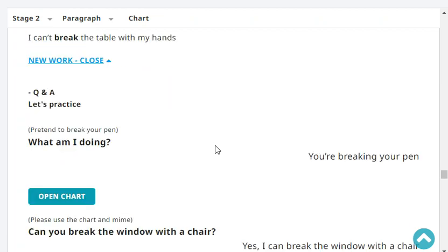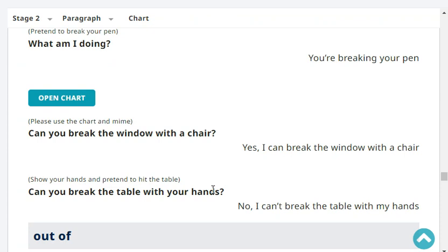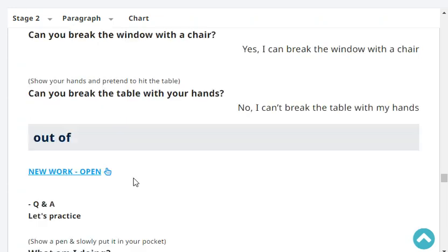What am I doing? You're breaking your pen. Can you break the window with a chair? Yes, I can break the window with a chair. Can you break the table with your hands? No, I can't break the table with my hands. Very good. Next repeat.